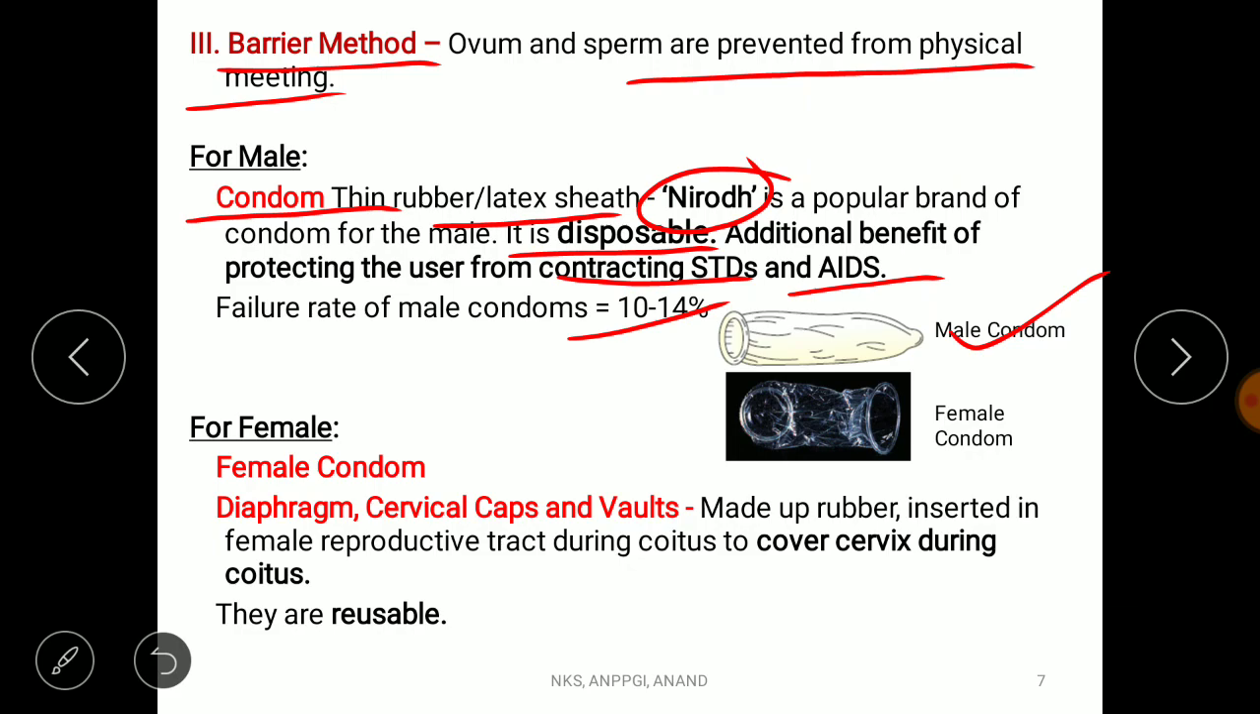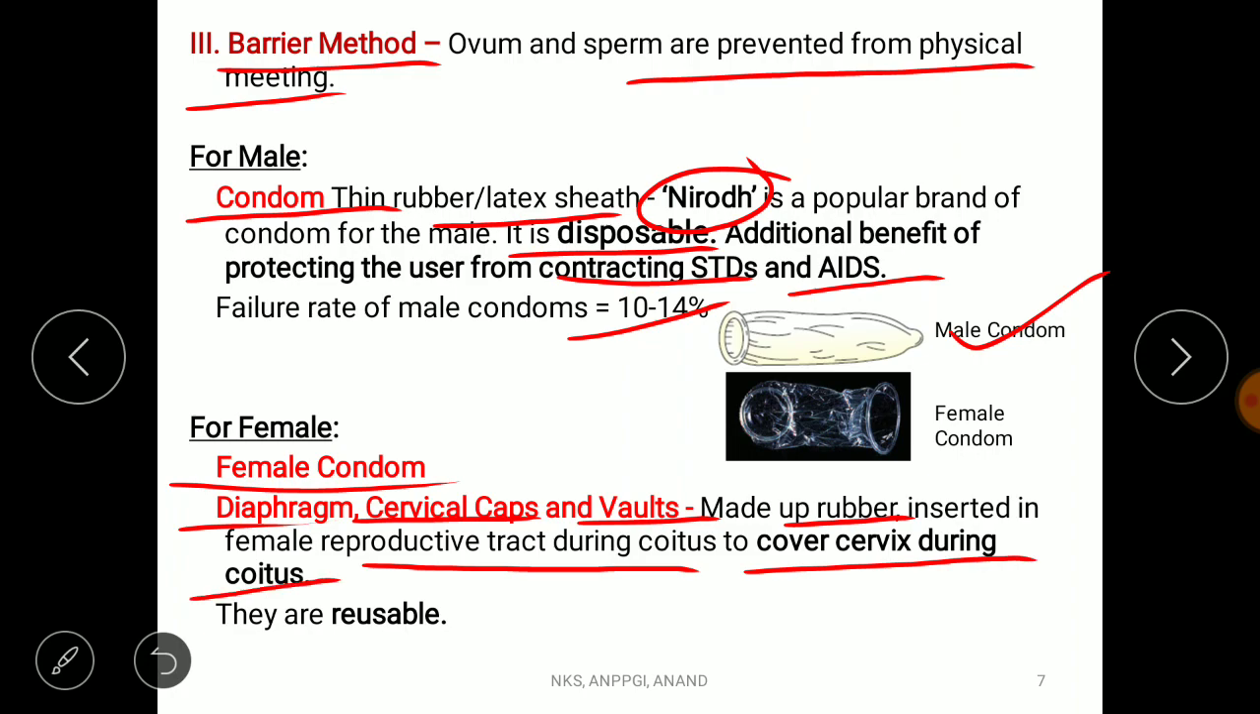For females, the female condom is also available. Apart from that, diaphragms, cervical caps, and vaults are available. These are made up of rubber, and these devices are inserted into the female reproductive tract during coitus so that they cover the cervix during coitus. And the good thing about these devices, diaphragm, cervical cap and vaults, is that they are reusable. All right.